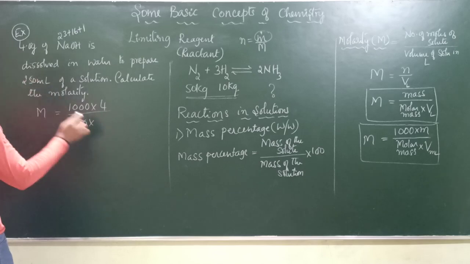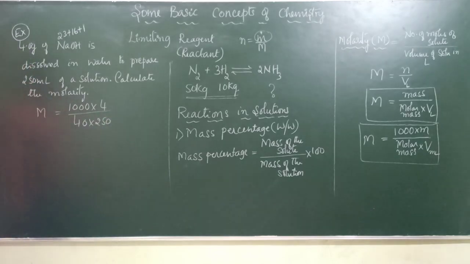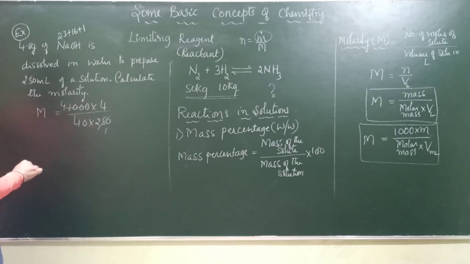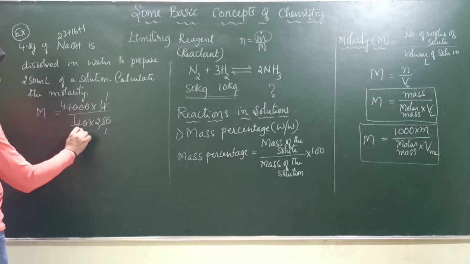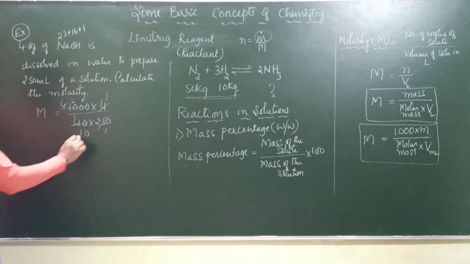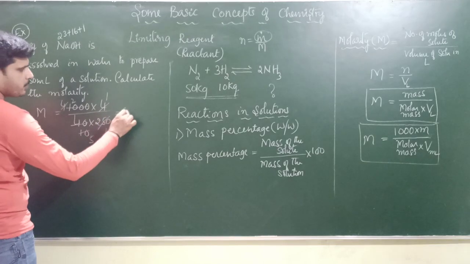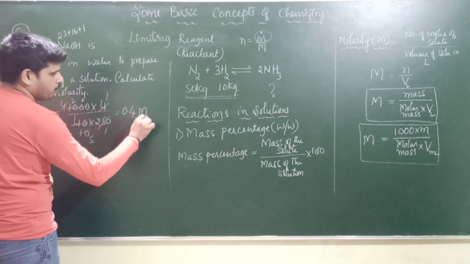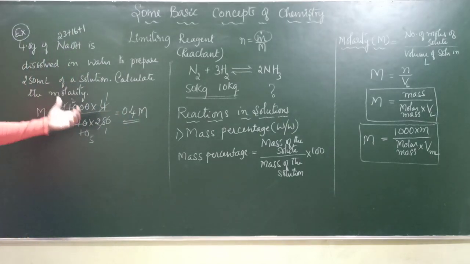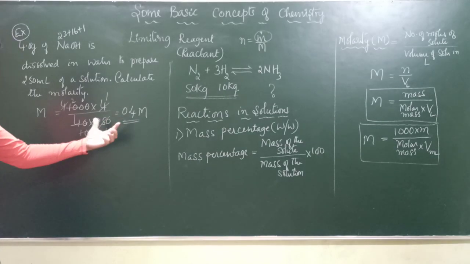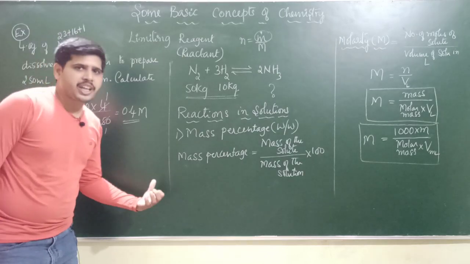Into 250 ml of solution, 250. So 250 ones are 250, fours are, do you agree? 4 ones are 4, tens are, am I right? Next, 2 twos are, 2 fives are. So 2 by 5 is nothing but 0.4 molar. So the concentration of the solution, or molarity of the solution, is 0.4. Is that okay? So again, a very important type of problem.